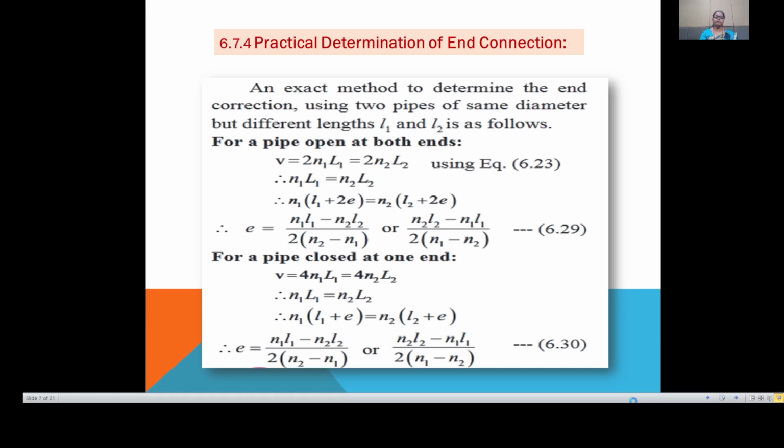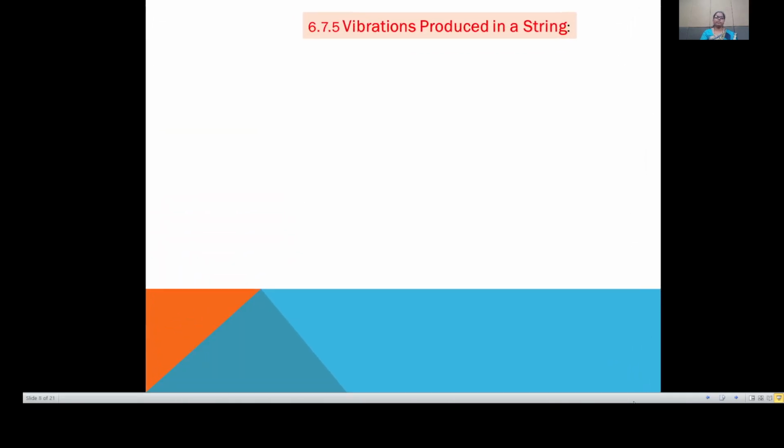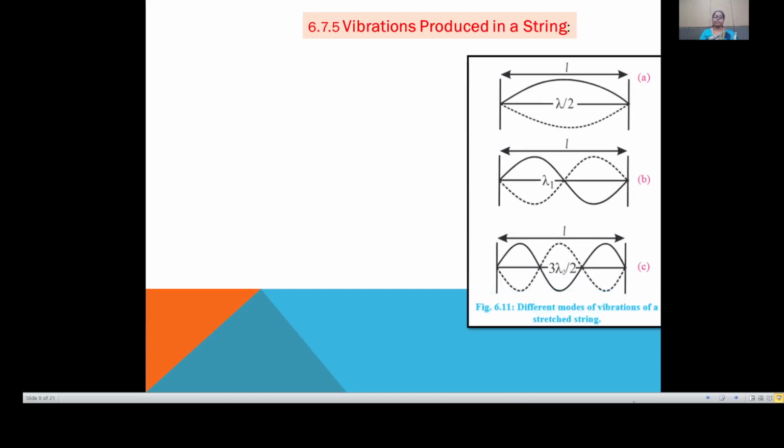This is about the practical determination of end correction. The next point is about the vibration produced in a string. These are the three diagrams for different modes of vibration of a stretched string. In the first figure, there is one loop and the length is lambda divided by 2. In figure B, two loops are formed, and lambda 1 is the wavelength. In figure C, three loops are produced.